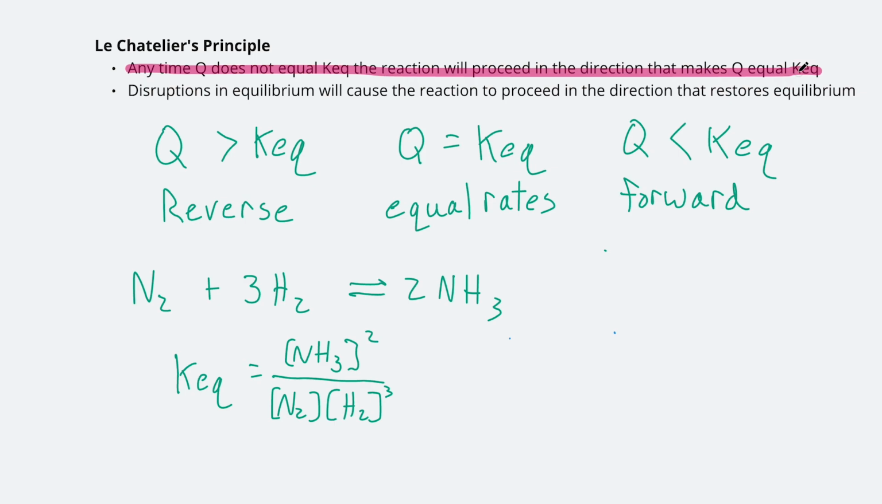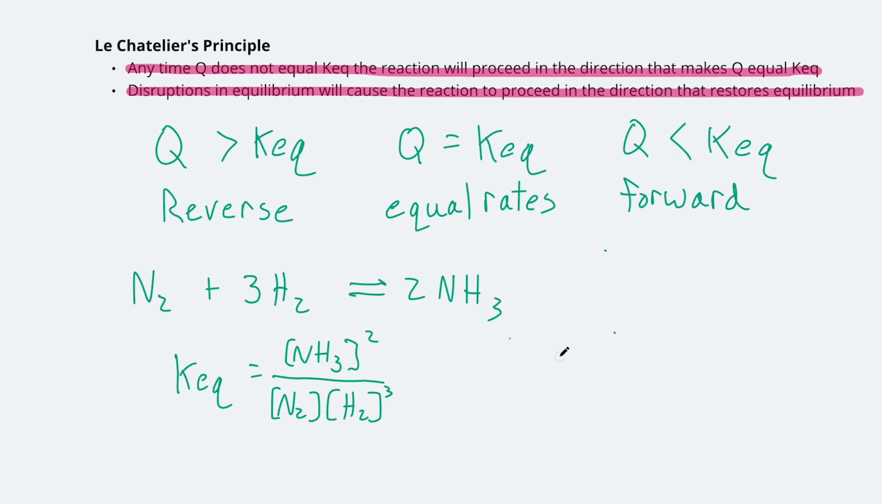So you should be okay with determining what direction the reaction is going to proceed if you have Q and KEQ. Now what we want to work on is predicting what direction the reaction is going to proceed whenever a question just tells you that a reaction is in equilibrium and then it gives you some disruption to that equilibrium. You need to be able to figure out what direction the reaction is going to go. And Le Chatelier's principle tells us that the reaction will proceed in whatever direction restores equilibrium. So after equilibrium is disrupted, the reaction will try to restore equilibrium.